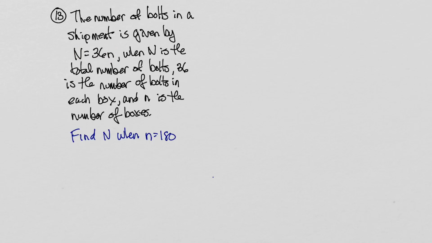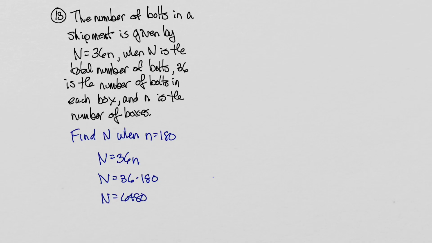So let's find the number of bolts in the entire shipment when the number of boxes is 180. So putting into our formula, I'll write the formula first, N equals 36n, and then I'll substitute. I think it's always a good idea to start with the formula and then just start substituting in. So we're going to get N, the total number of bolts in the shipment, is 36 times n, small n, which is the number of boxes, and we have 180 of those. So this is a calculator problem perhaps. 36 times 180, I'm getting 6480 out of that. So N is equal to 6480.